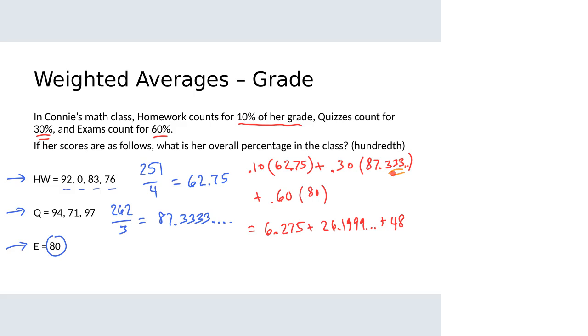So let's see. Altogether here, I have 6.275 plus 26.199999999 plus 48. And when all is said and done, I have 80.47499999. Finally, now that I'm at the very end, at this point, I can round to the nearest hundredth. So I'll find the hundredths place. I'll look one space to the right. That's 4 or lower, so we'll round this down to 80.47.